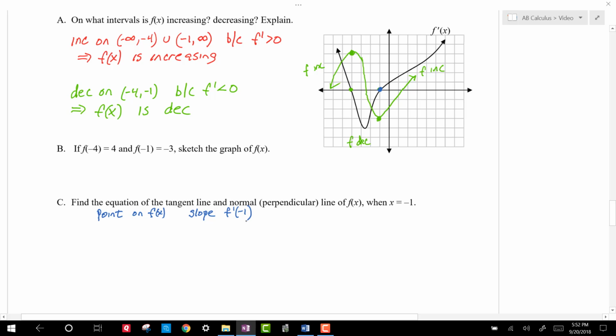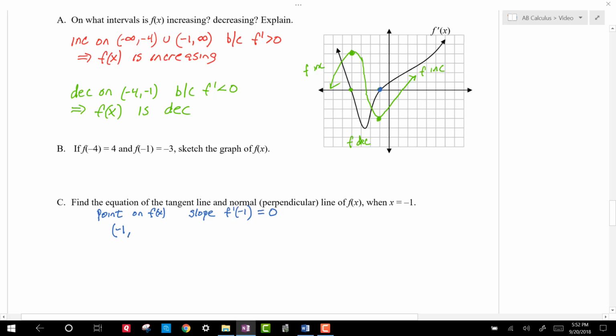Well, guess what? We just plotted f prime of negative 1. F prime of negative 1 is 0, which means I got a 0 slope here. Okay? F prime of negative 1 is 0, so that's the slope at negative 1. We have very little work to do here, guys. All the information is staring us right in the face. So I've got my slope. I need my point when x is equal to negative 1.